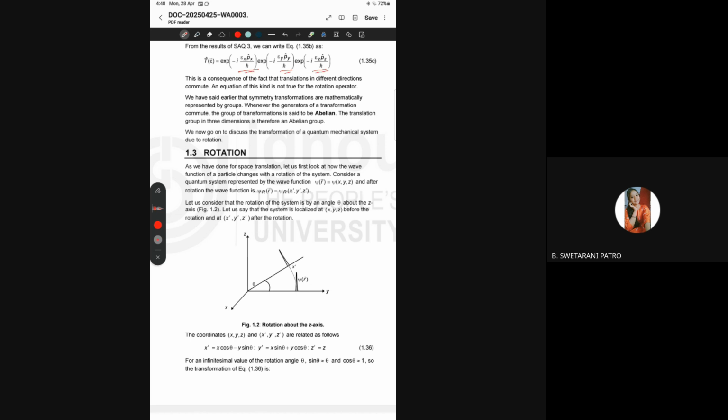So consider a three-dimensional space function psi r, which is basically a function of x, y, z, psi x, y, z. And after rotation, the wave function changes to x prime, y prime, z prime, or you can say psi alpha, r goes to alpha. So in that case, if it is rotated about the z axis, you might have done this in classical mechanics, Euler angles as well. Have you done it?